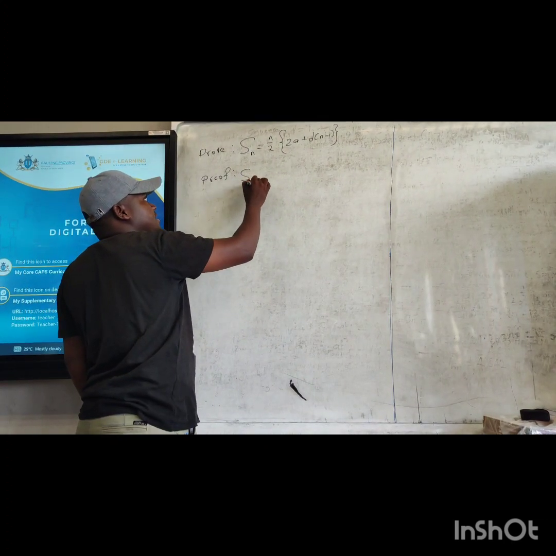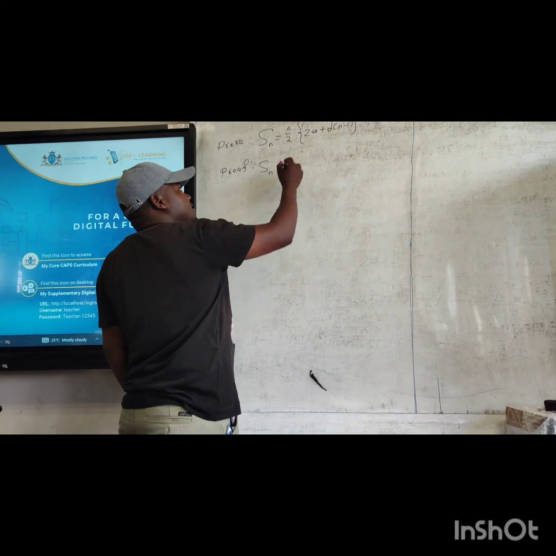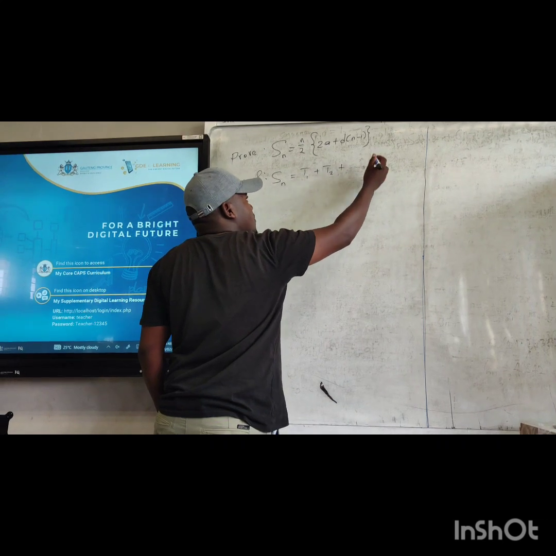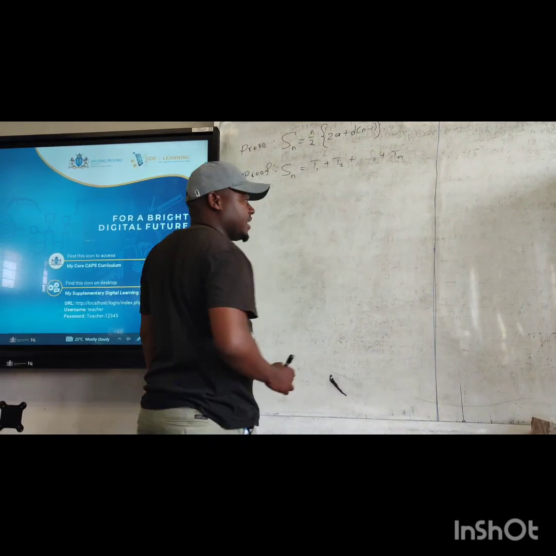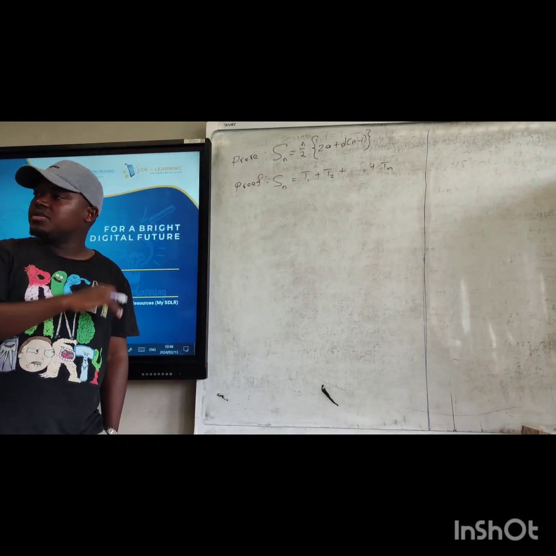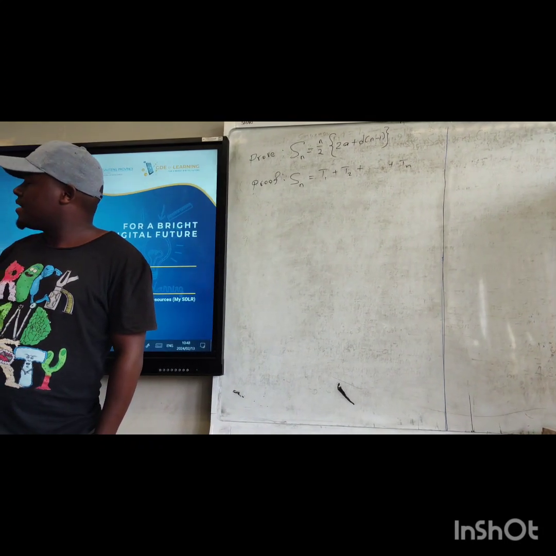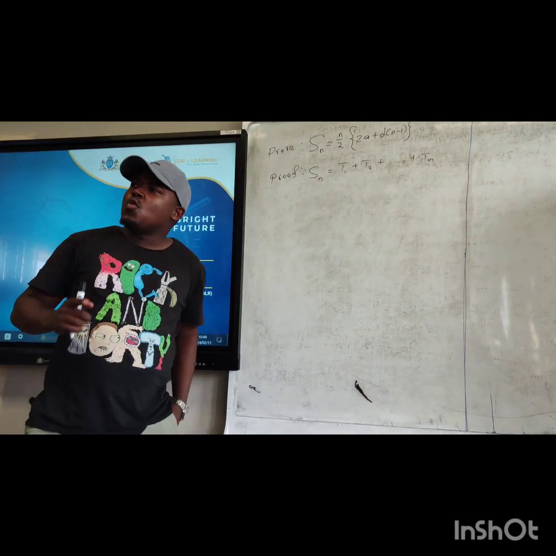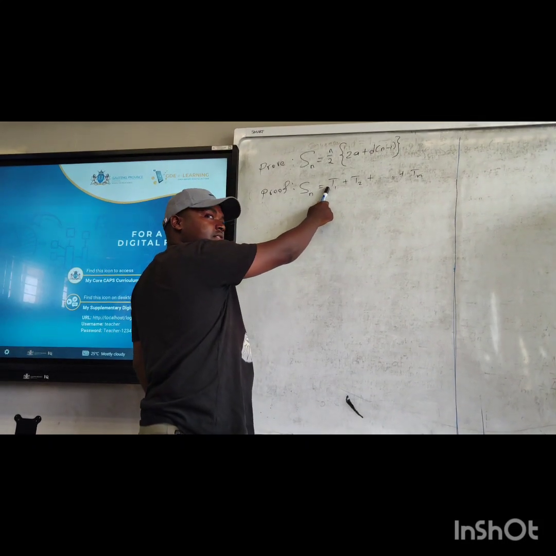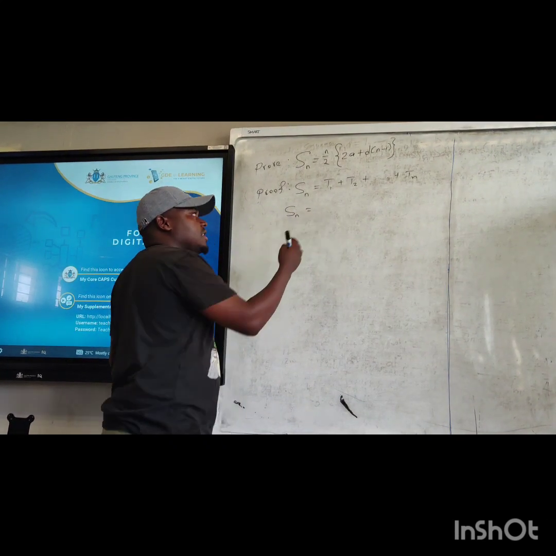You start by saying Sn, which is the sum of all terms until a certain position, is the same as T1 plus T2 plus T3 plus T4 plus T5 until Tn. Correct? Whether Tn is T17 doesn't matter, because n can be any position. You understand that? Right? And then the next thing you do, you simplify this. So I can say Sn. There are two ways you can simplify it.